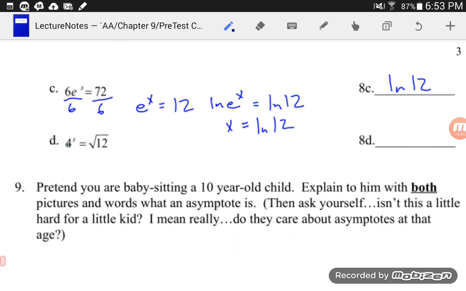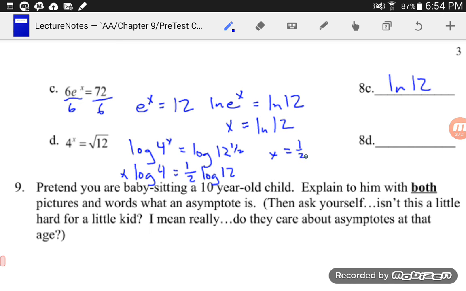Alright, one more. I gotta get that exponent down. I'll just take the log of both sides. Log of 4 to the x equals log of 12 to the 1 half power. That is what a square root is. I can take those exponents down in front, so I have x times log 4 equals 1 half times log 12. And I can divide both sides by the log of 4, and I'm left with x equals 1 half log 12 divided by log of 4.